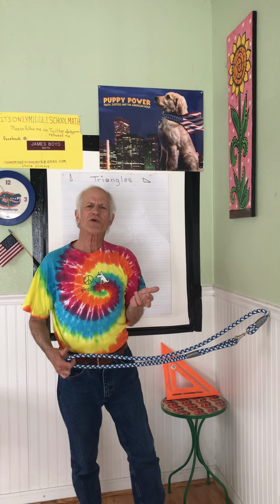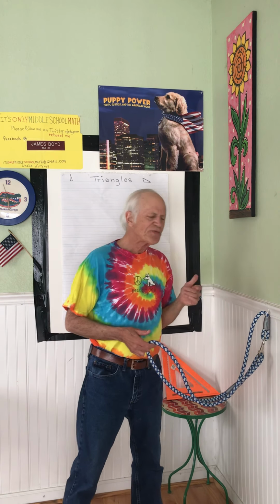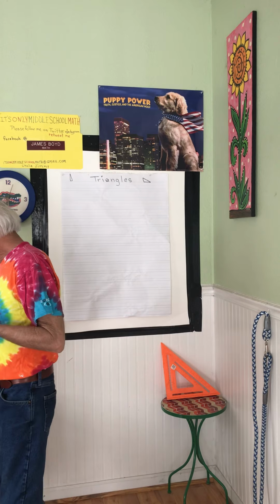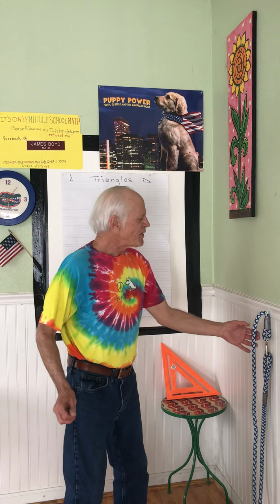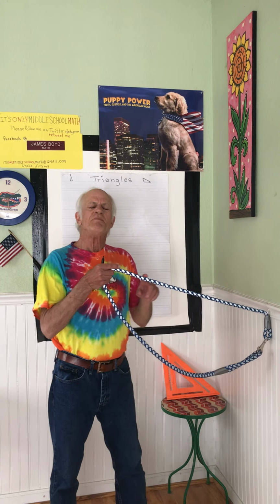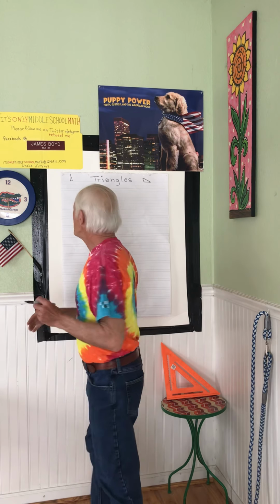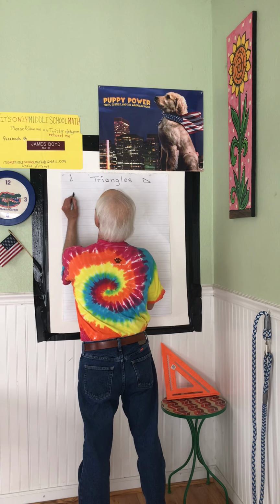All right, let's talk about those, and we'll talk about how to classify them, and then we'll talk about a few of the properties that are common to triangles only. First thing with triangles, the sides. All right, we call these sides segments because they're just a piece of a line. So we know what a segment is.